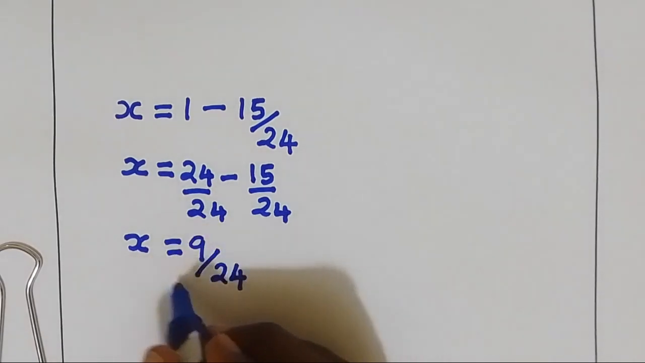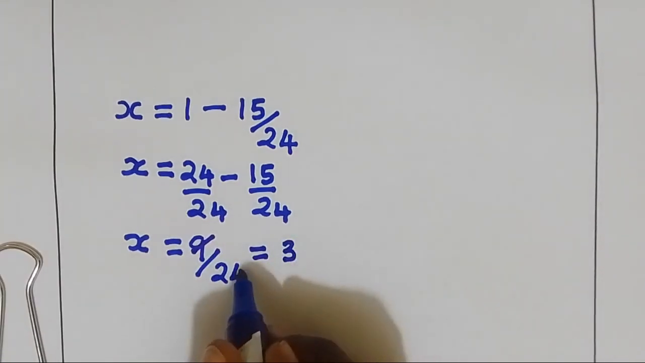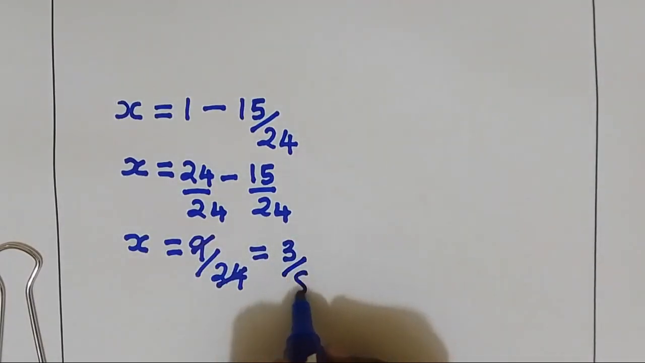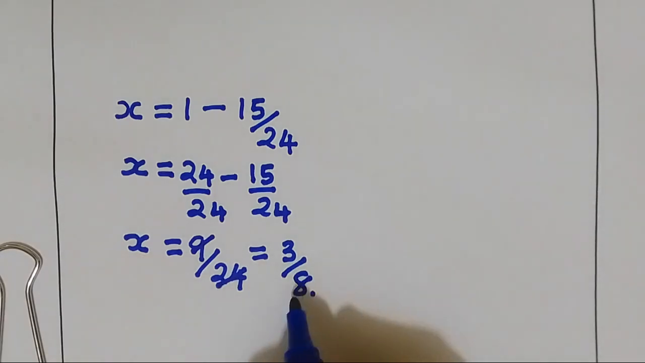We can simplify here by 3: 9 divided by 3 is equal to 3, and 24 divided by 3 is equal to 8. But remember, we let X be the fraction of the remaining money. So the fraction of the remaining money is equal to 3 out of 8.